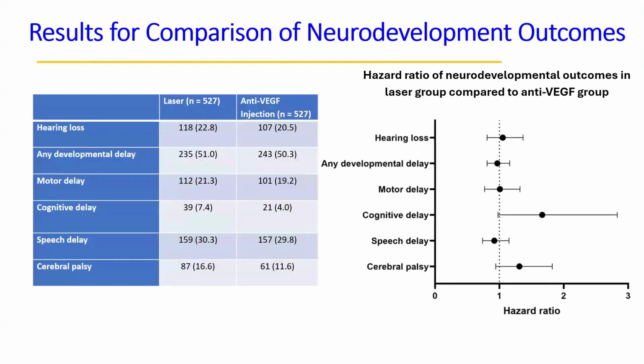So in this result, we found the antiviral really has no impact on neural development, including hearing loss, any development delay or motor delay, cognitive delay, speech delay, or cerebral palsy. Actually, for cognitive delay, the laser treatment has a little higher risk than antiviral treatment.